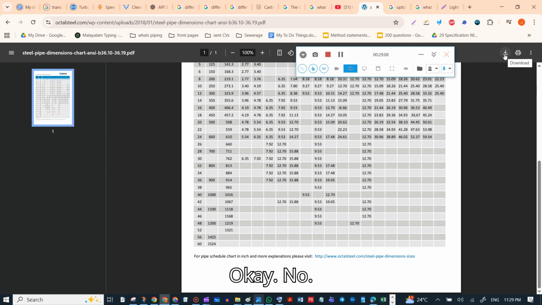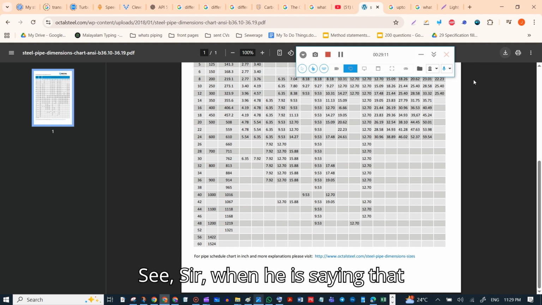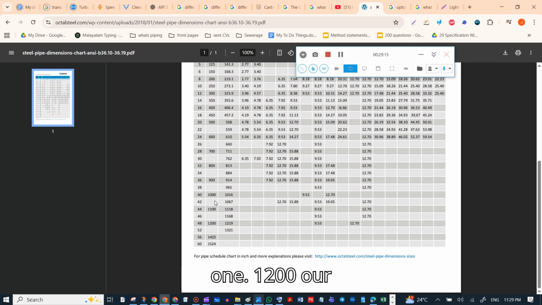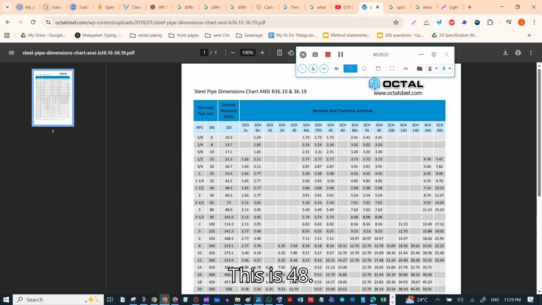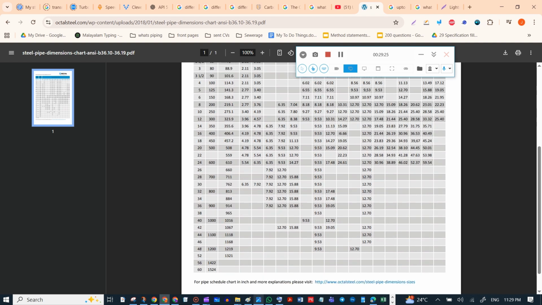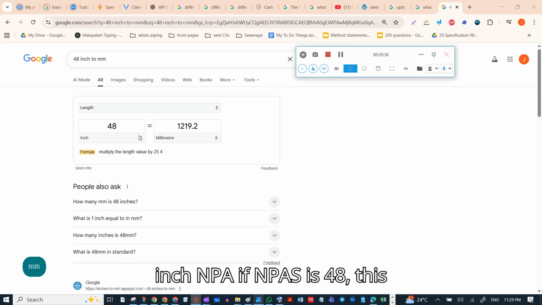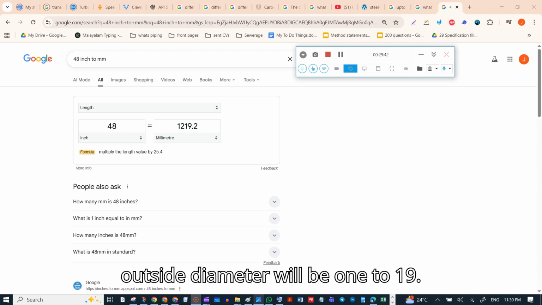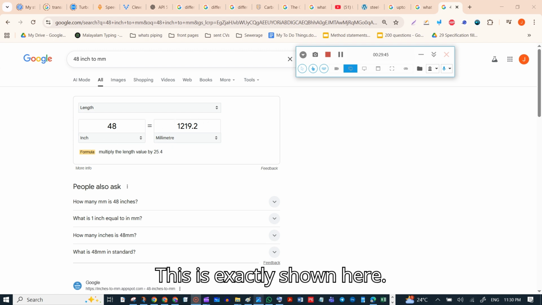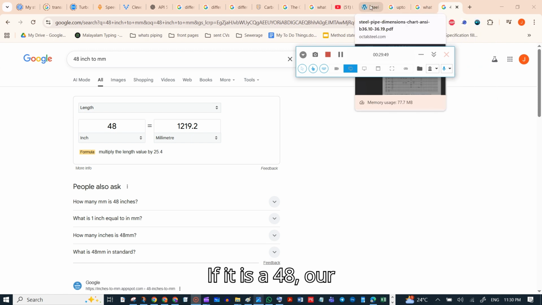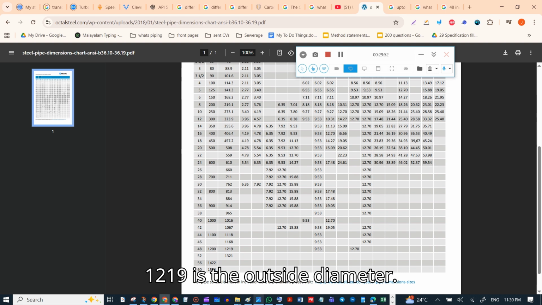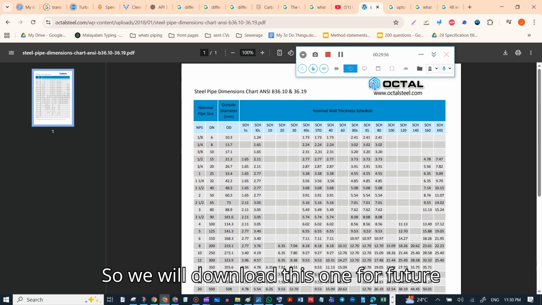Now, when we say 1200, this is the NPS value, this is 48. So we will check. We can see here 48 inch NPS. If NPS is 48, the outside diameter will be 1219. This is exactly shown here. If it is 48, our 1219 is the outside diameter. So we'll download this one for future reference.